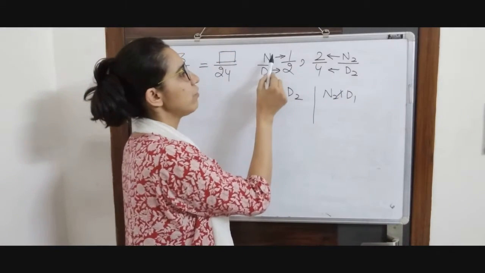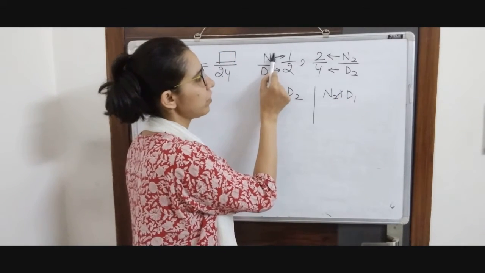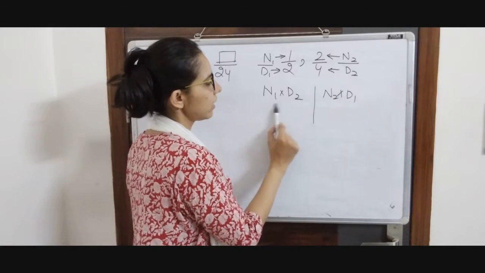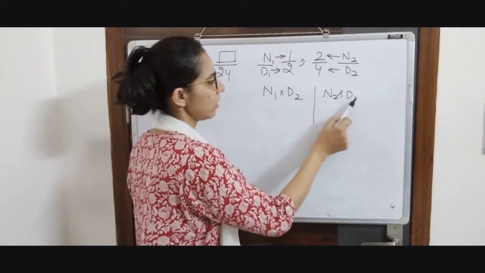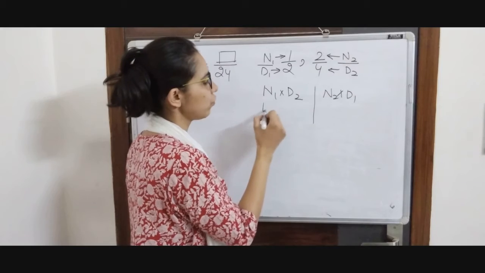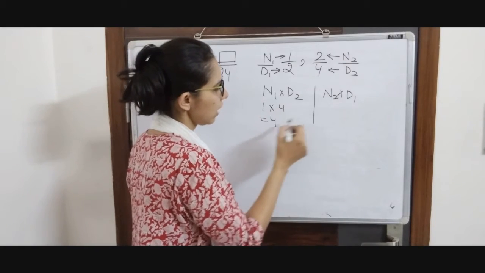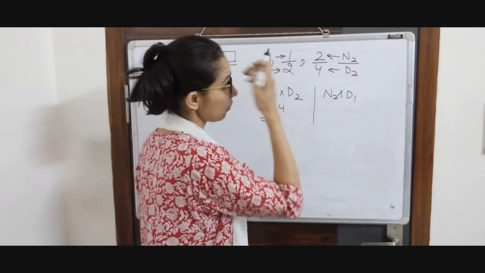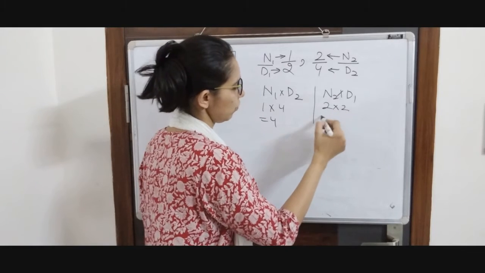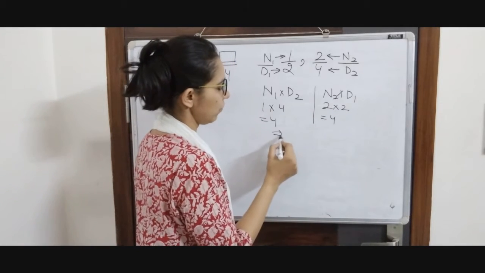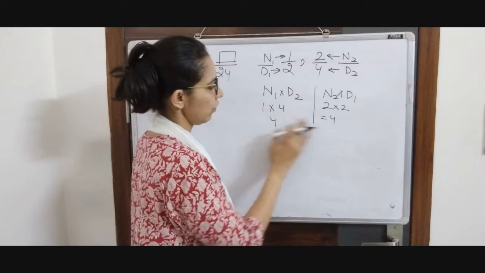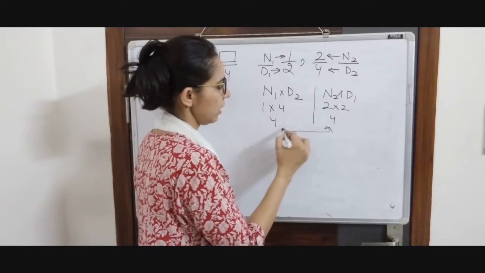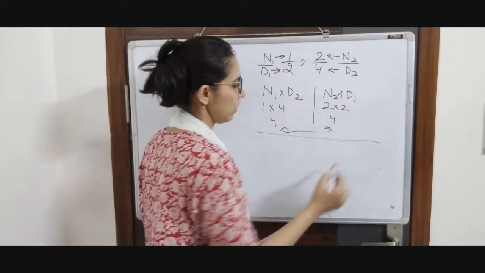What we are doing is finding the product of this and this, and this and this. N1 into D2 is going to be 1 into 4, which is equal to 4, and N2 into D1 is going to be 2 into 2, which is going to be 4. So these are equal, 4 and 4 both are equal. You can try for other equivalent fractions.